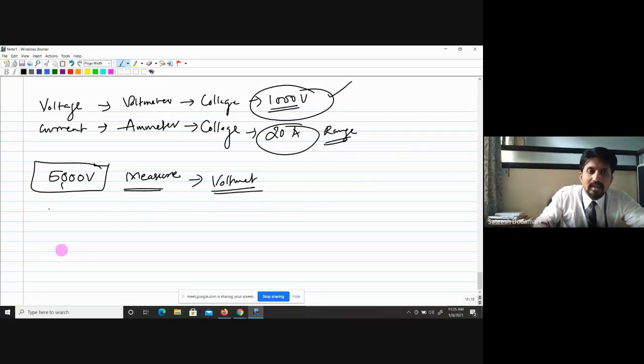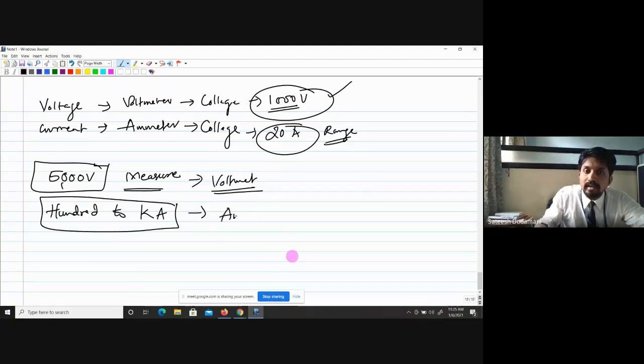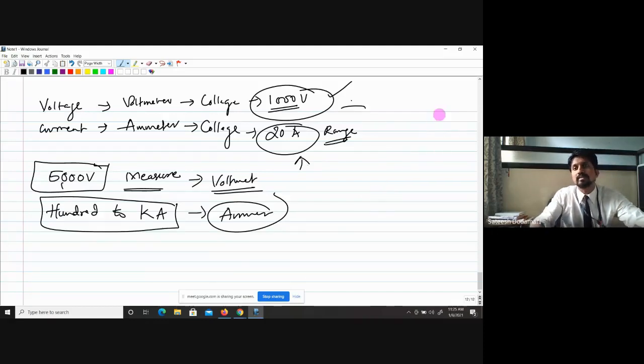And if the current is in terms of hundreds to kilo amperes flowing, then which ammeter do I have to use? This ammeter I can use up to a maximum of 20 ampere, and this voltmeter up to 1000 volts. Then these meters cannot be used in this condition.